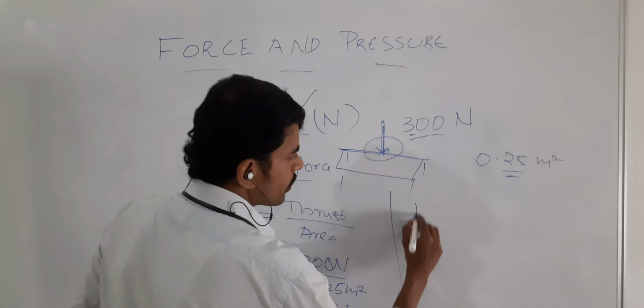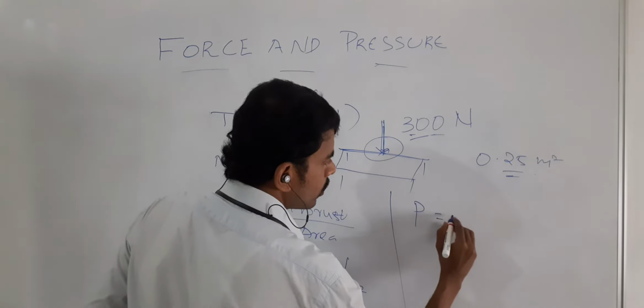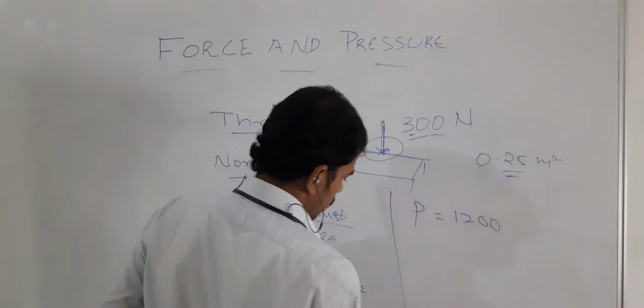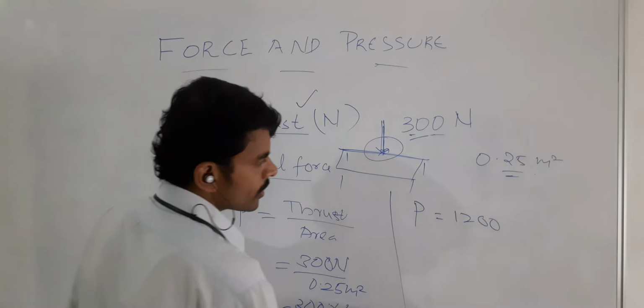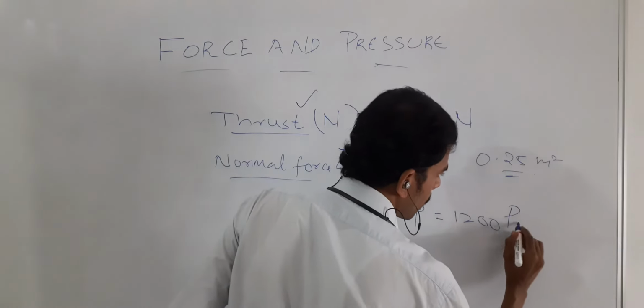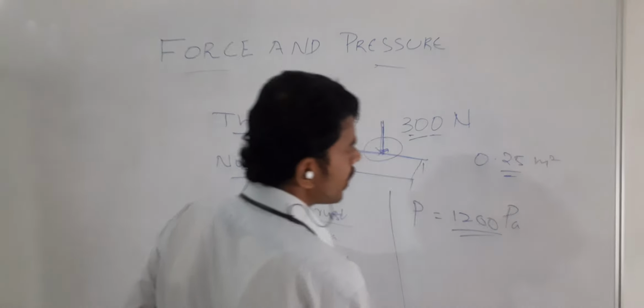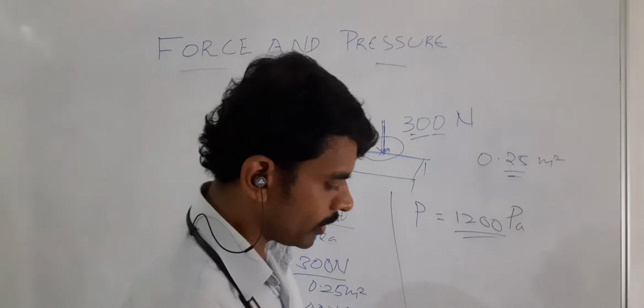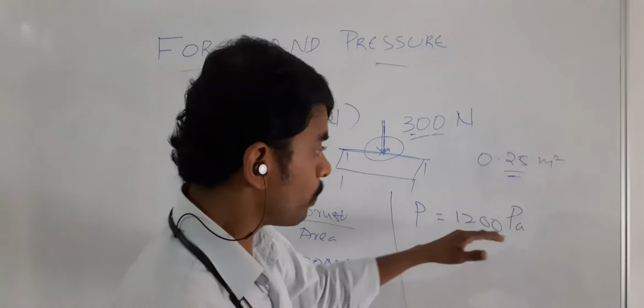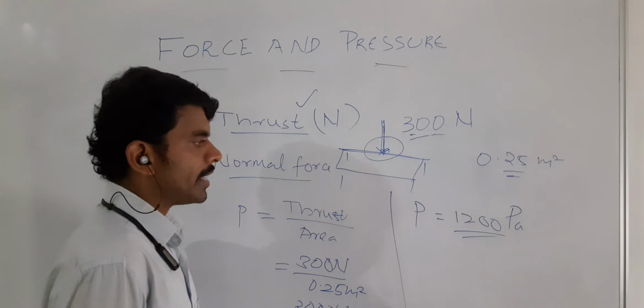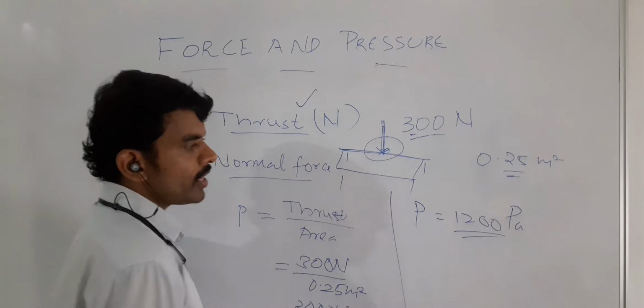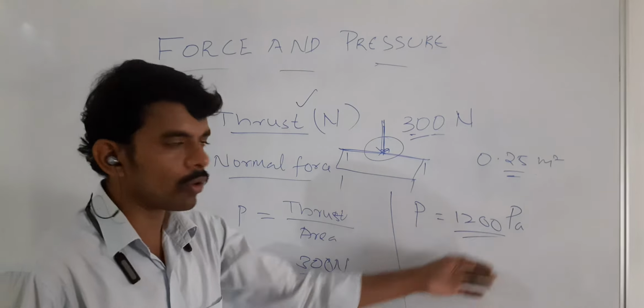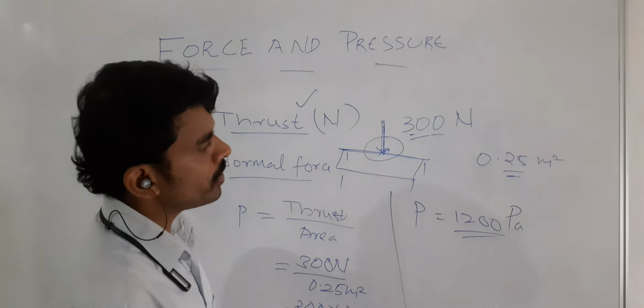Also we can write pressure is equal to 1200. This Newton per meter square is nothing but Pascal. P should be in capital letter, a should be in small letter. Pascal was also one of the scientists. So here the pressure is 1200 Pascal.